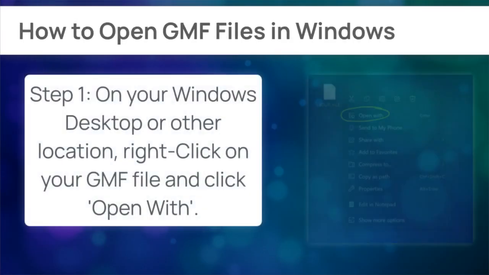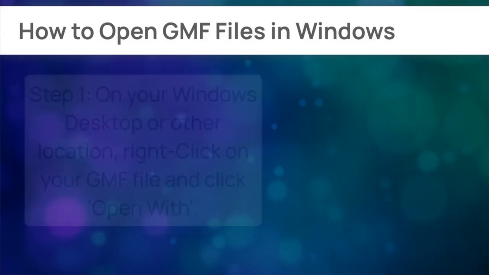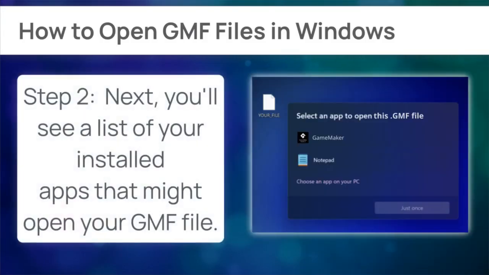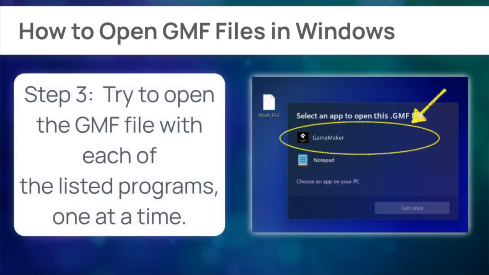To open this specific GMF file, right-click your file and select Open With. If GameMaker is available, use that first. If it's missing, choose another program. Testing is the only way to be sure.